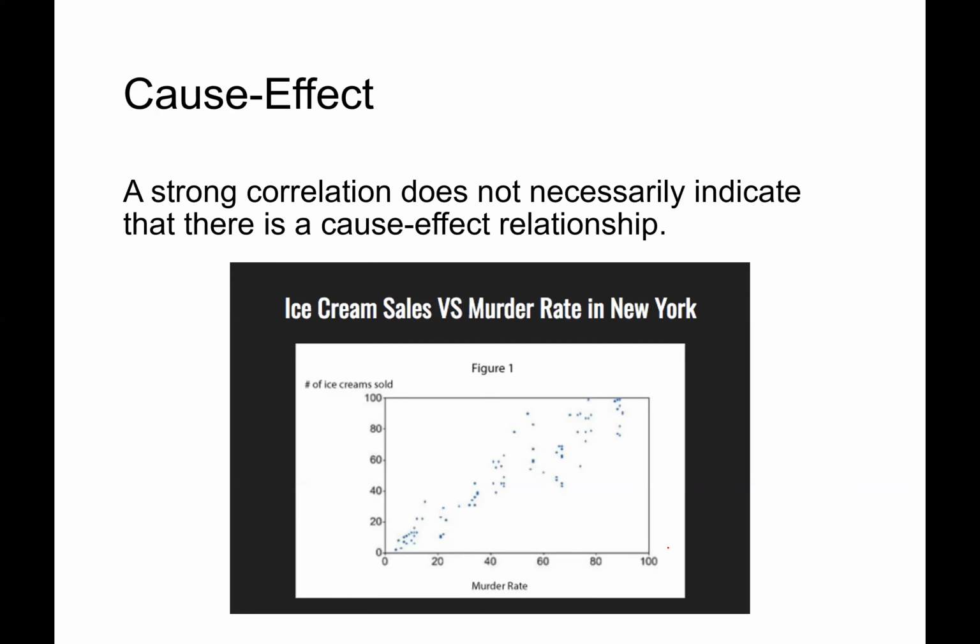So if you look at the correlation between the murder rate and ice cream sales, this is a very famous statistics problem because this is real data. But it shows you just because there's a strong correlation between variables does not mean that there's a cause and effect relationship.